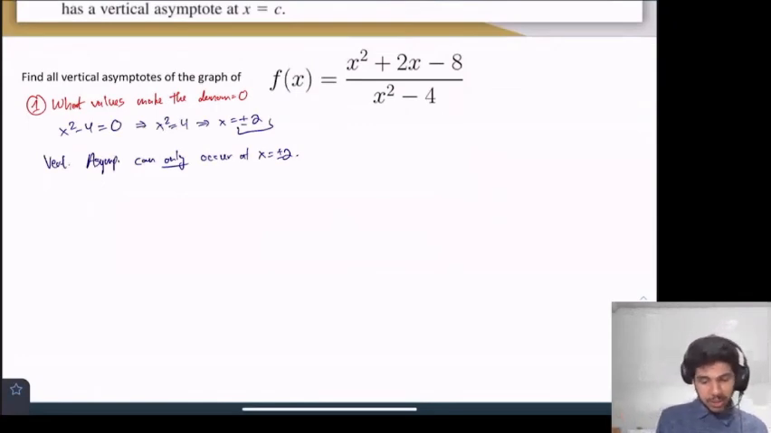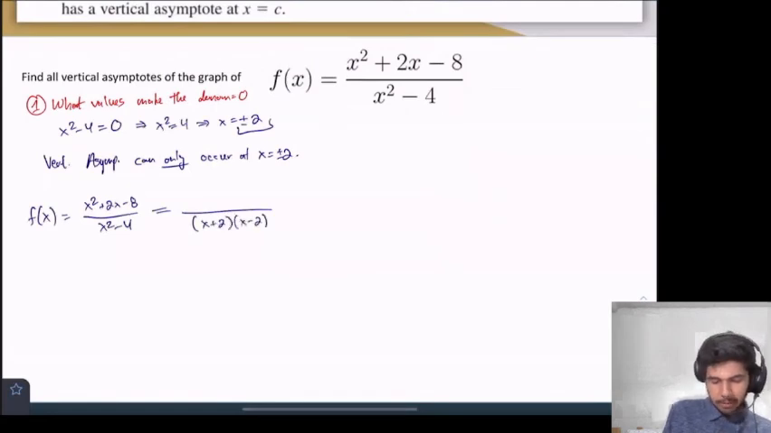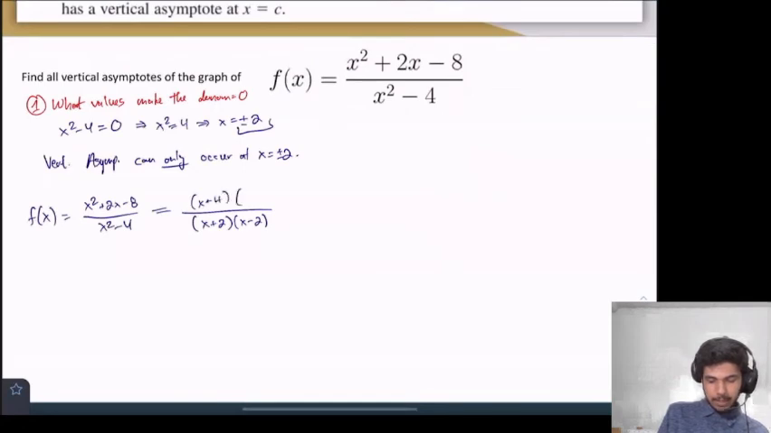And to do this, we can notice that f of x can be factored. So f of x actually equals, well, right now let's just rewrite it. The denominator is the difference of two squares, and we should remember that that is equal to the summation of the squares times the difference of them. And the top part is equal to x plus 4 times x minus 2. And we see that there's a cancellation that occurs. So we have f of x equals x plus 4 divided by x plus 2.